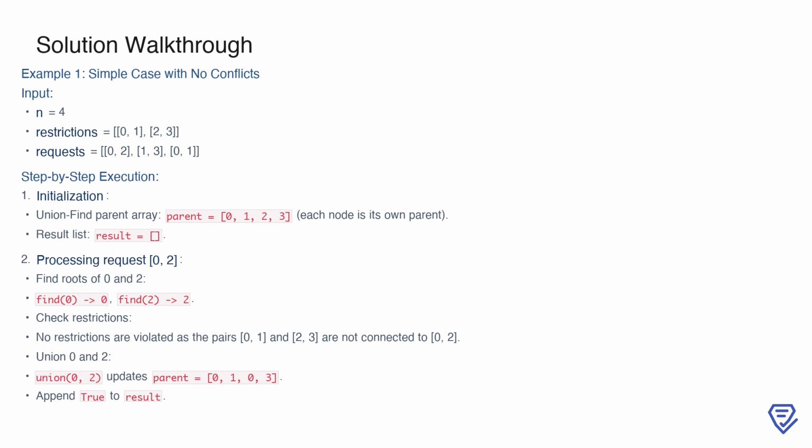Now we process the first request, 0, 2. The roots of 0 and 2 are found to be distinct, 0 and 2 respectively. Since there are no restrictions that involve both 0 and 2, we can safely union these nodes. After performing the union operation, the parent array updates to 0, 1, 0, 3, and we append true to the result list, indicating the request was successful.